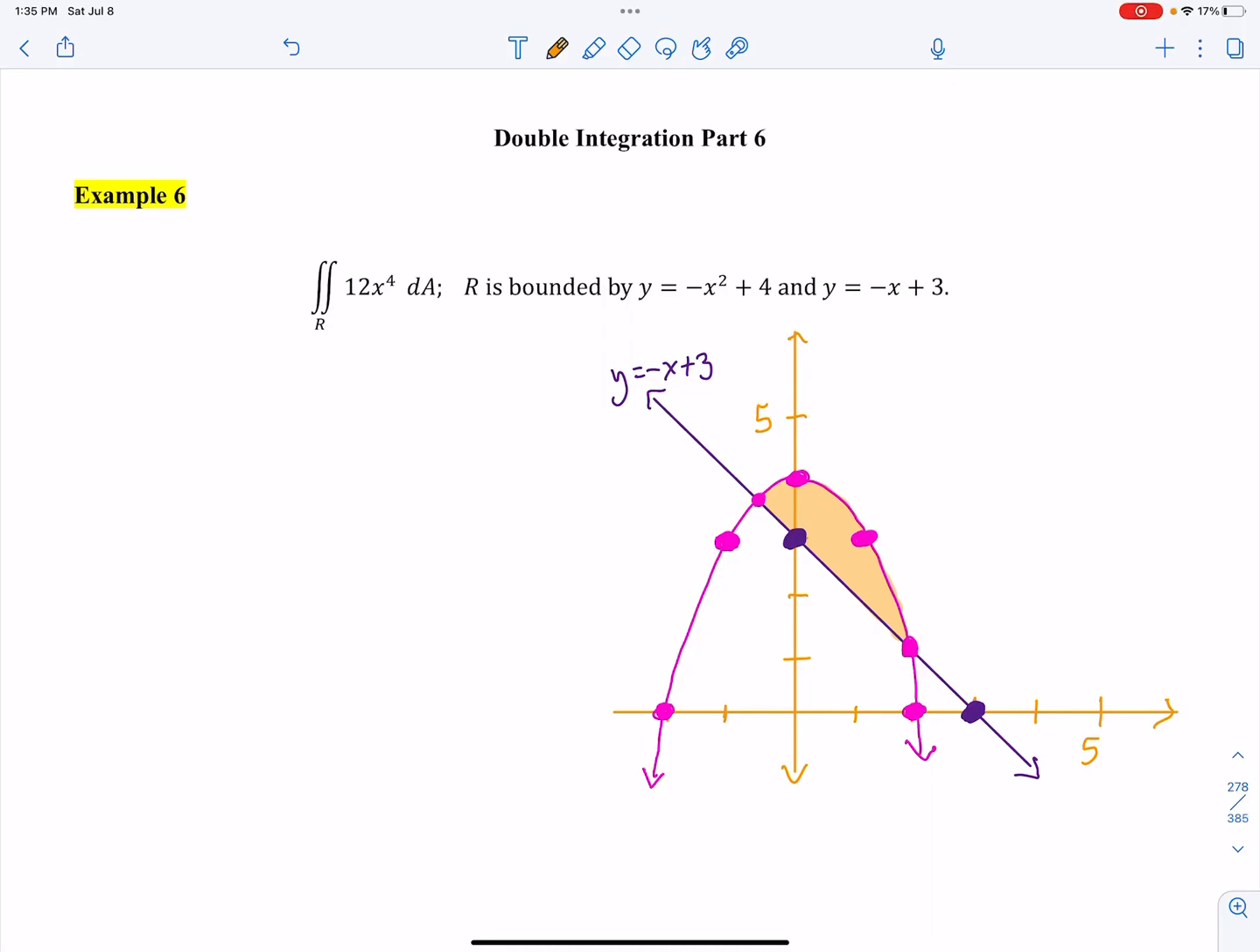This video will continue our discussion of double integration. We have this integral over the region R. The region R is bounded by a parabola. Hopefully at this point you can tell that it is a parabola opening down, moved up 4. I graphed that in pink here. I just did a normal parabola, upside down, moved up 4.